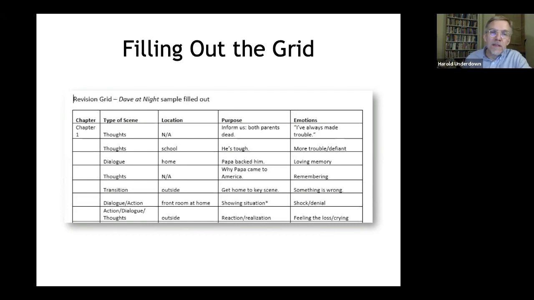And then we get into the main scene of the chapter where Dave goes upstairs into their apartment and his father's lying on the sofa, dead, which he won't accept at first. He's in shock. He's in denial, and he actually tries to tell Papa a joke, and starts telling him a story about his stickball game.